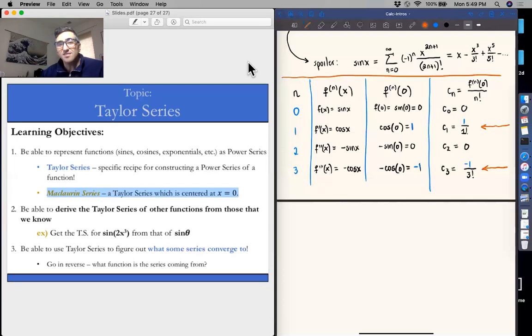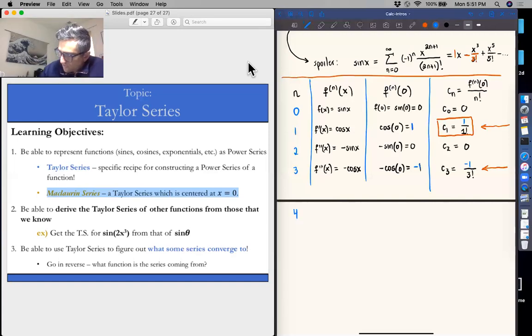So if we're just looking at some of these terms so far, we have that one coefficient, which corresponds to the C1 term, and we have that negative 1 over 3 factorial that corresponds to that second term that we see up above. All right, let's keep going.